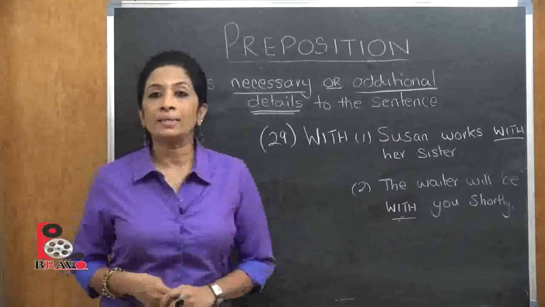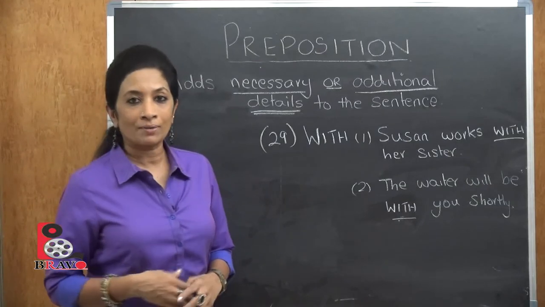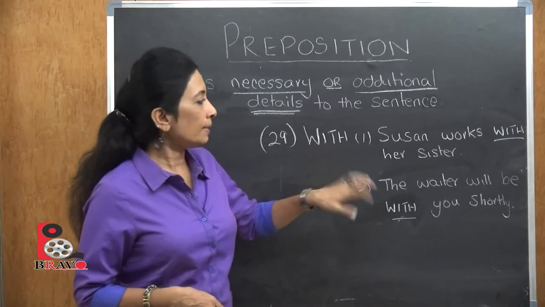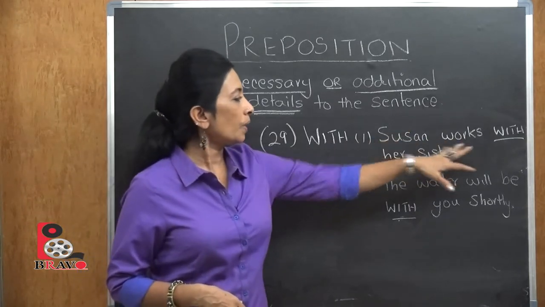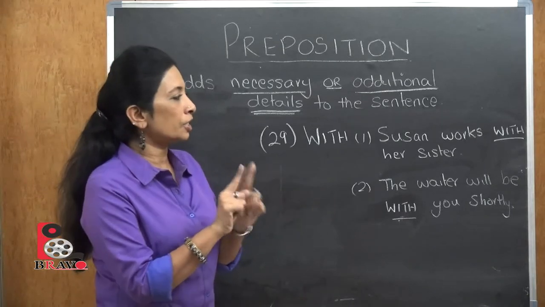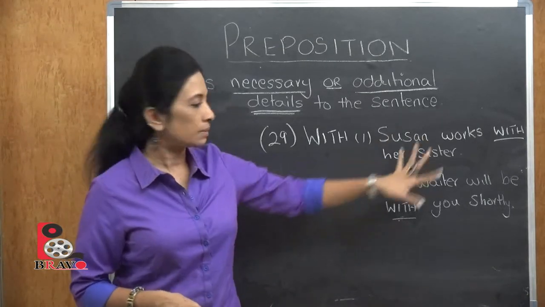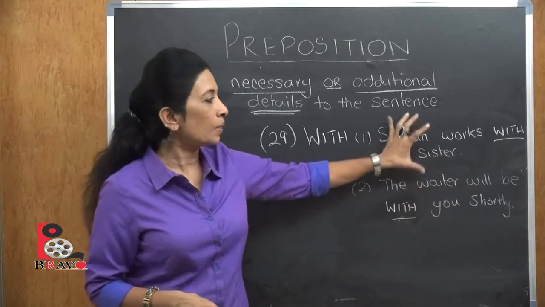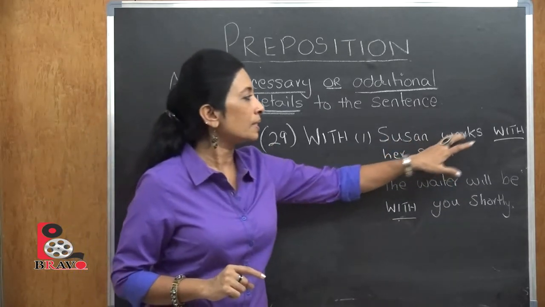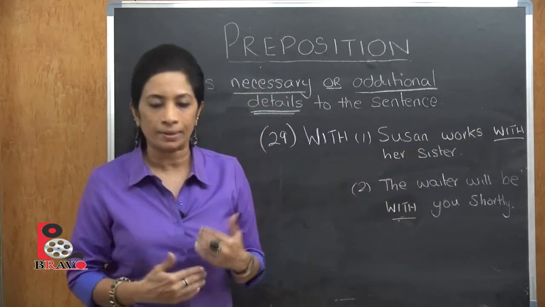Okay, now the 29th word. We are coming almost to the end of the syllabus. It's with. Two examples again. Susan works with her sister. Now here you can see it's an injunction of a word. Susan works, her sister also works, but they work together. So instead of saying together, it says Susan works with her sister. So they work together.